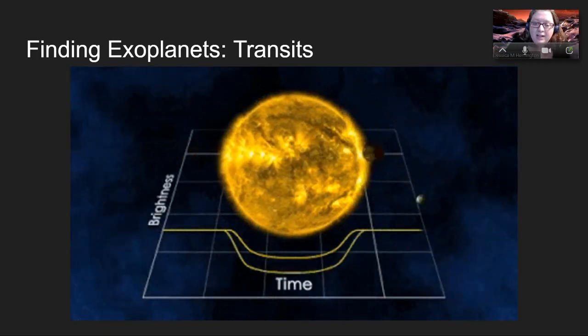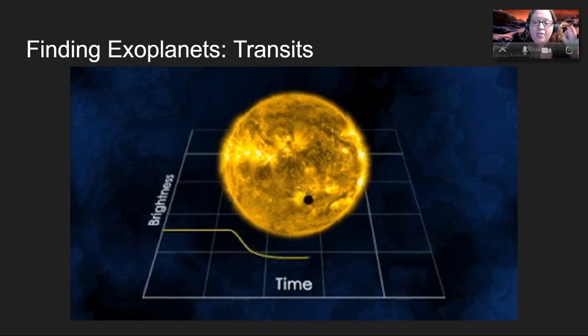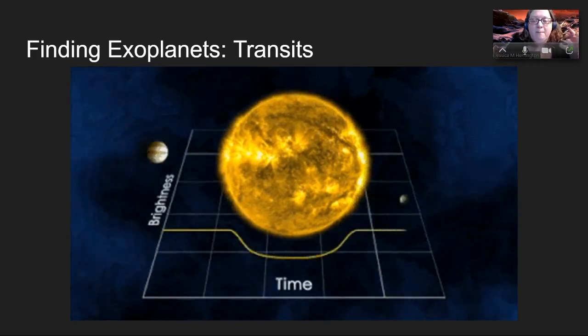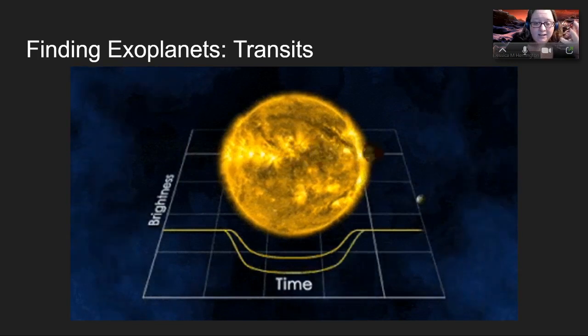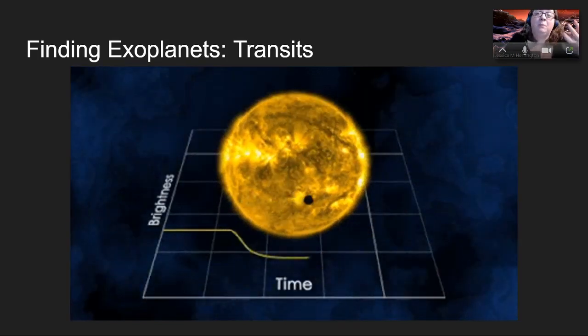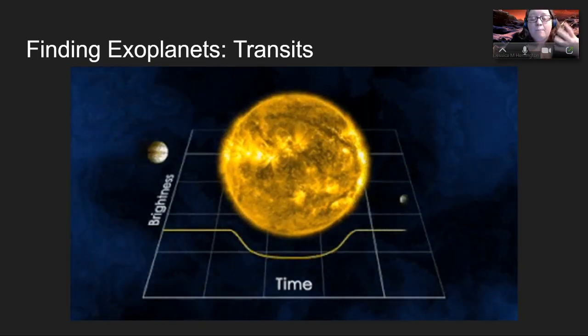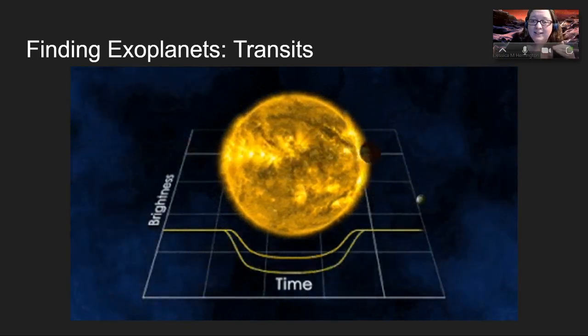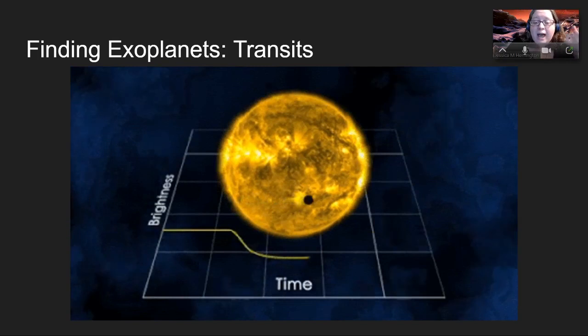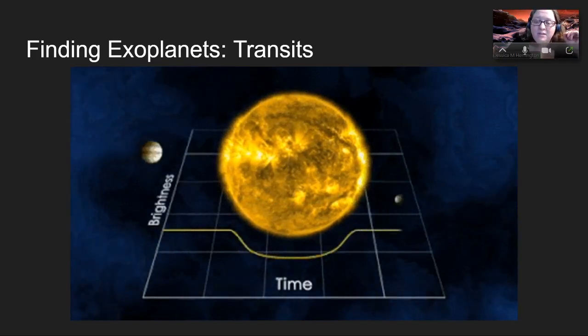Now, as you can see here, one of the things that we can learn from a transit is actually the size of the planet, its radius. Because a bigger planet is going to block more light, causing the star's brightness to dim even more. And so we're able to find out how big the planet is from this sort of event.